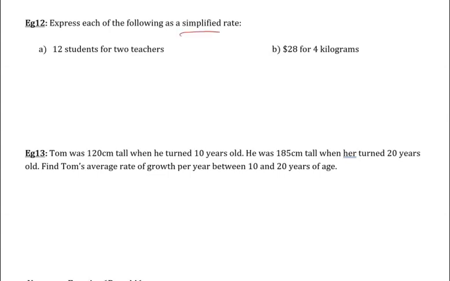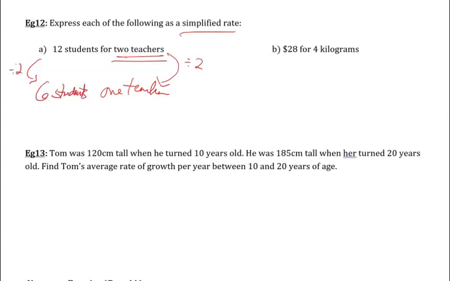Okay, we're going to simplify these rates. 12 students for 2 teachers. We can reduce that because we've got to get the teachers to 1 teacher. So that second unit has to be teacher. Divide 2 by 2, divide 12 by 2, and that gives me 6 students for 1 teacher, or 6 students per teacher. That's 6 students slash teacher. Okay?